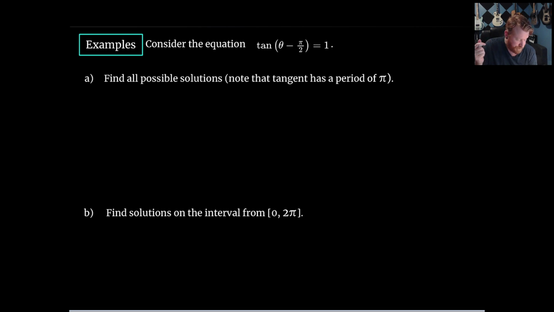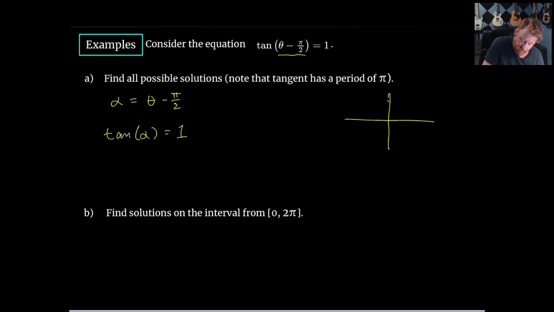What I'm going to do first here is, since we have this theta minus pi over 2, that's a little bit strange. What I'm going to say is let's just let alpha equal theta minus pi over 2. And then let's instead solve for tangent of alpha equals 1, because that is a little bit easier for us to solve here. So if I'm thinking about tangent of alpha equals 1, let's draw our unit circle.